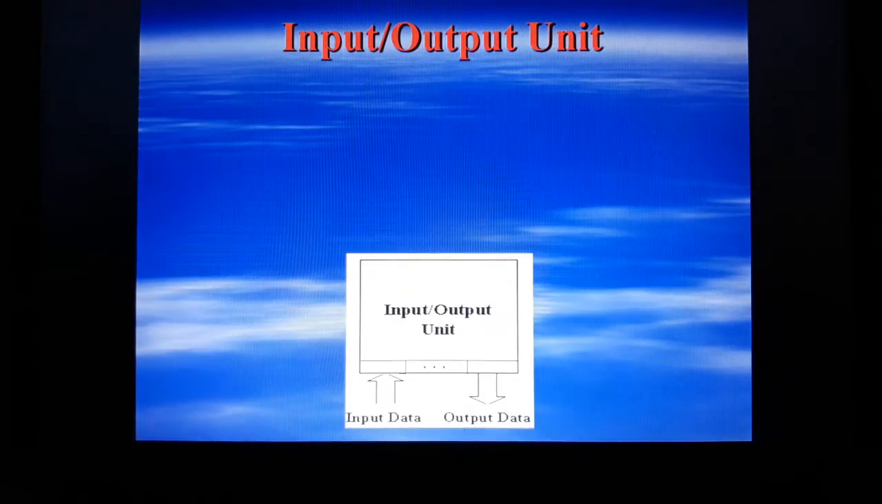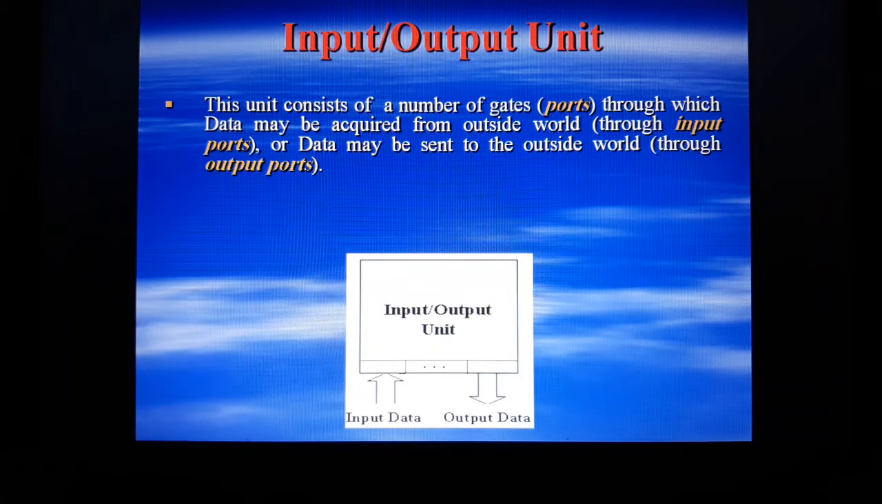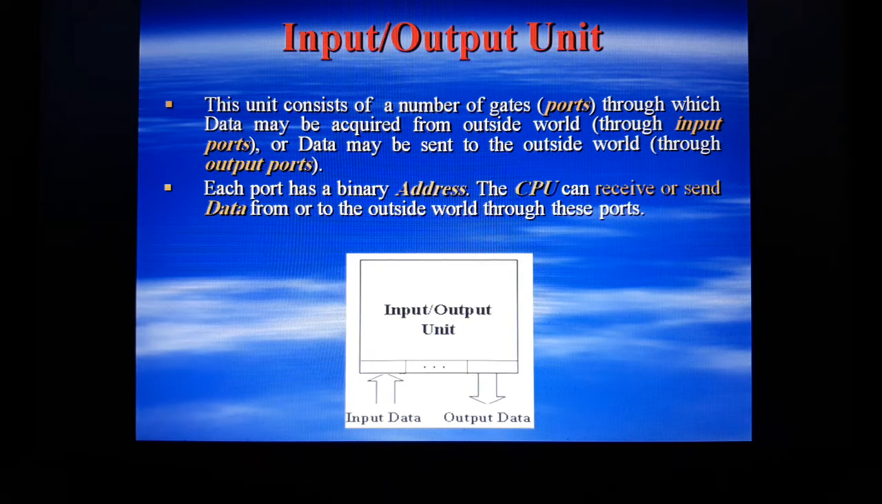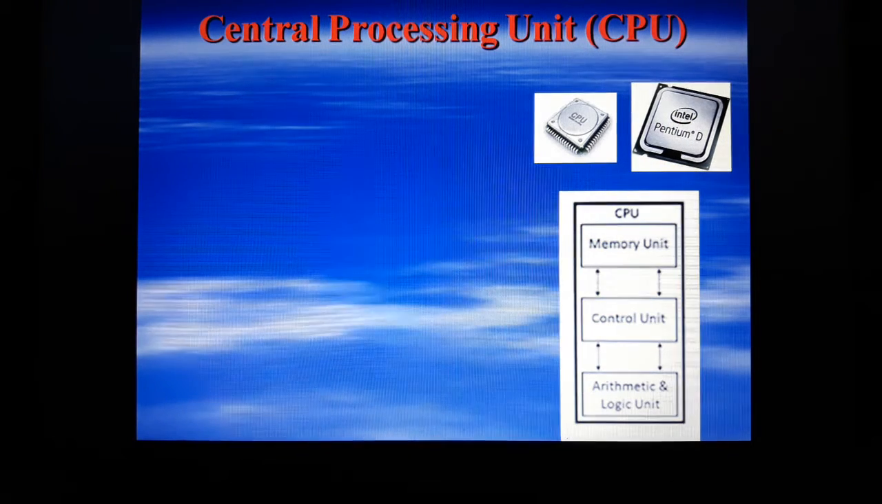The input-output unit. The input-output unit consists of a number of gates or ports through which data may be acquired from the outside world through input ports, or data may be sent to the outside world through output ports. Each port has a binary address. The CPU can receive or send data from or to the outside world through these ports.